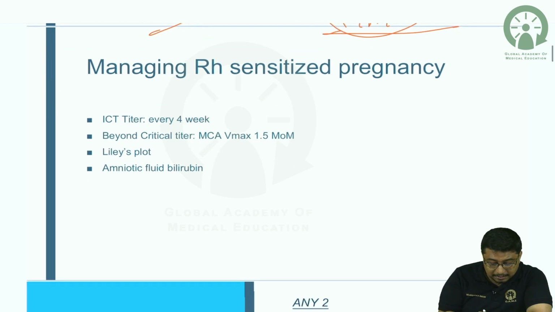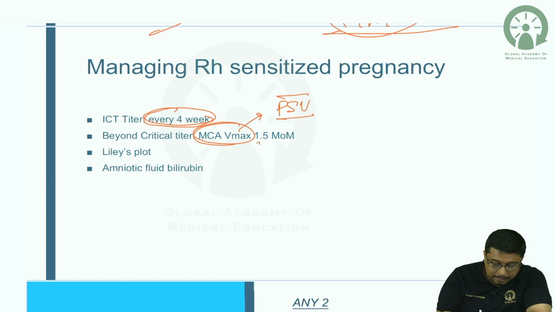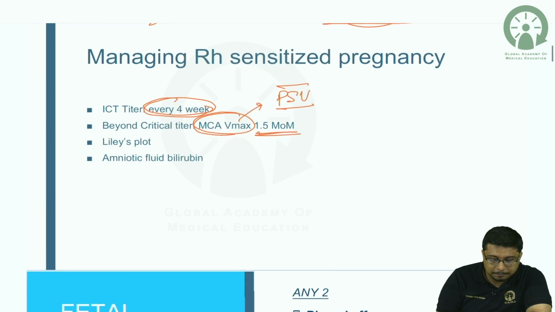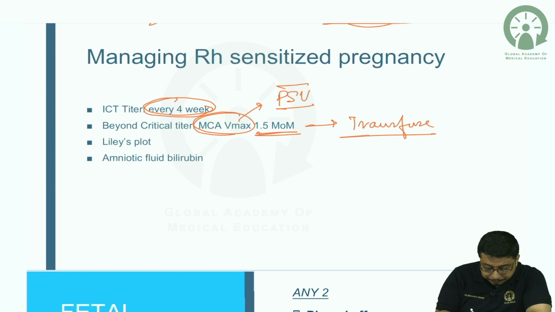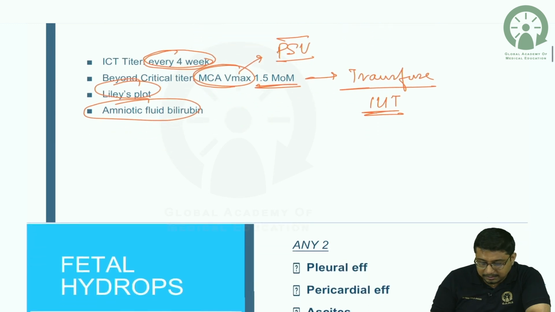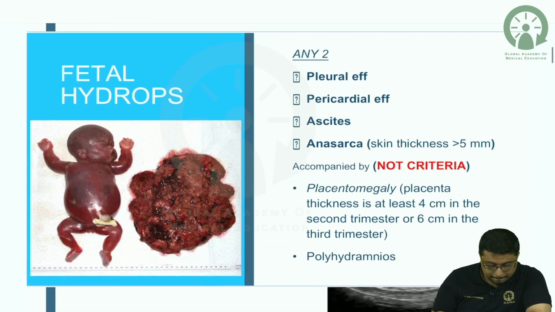So how do we manage an Rh sensitized pregnancy? We do ICT titer every 4 weeks, and if it is beyond the critical titer, then we monitor fetal anemia by USG, middle cerebral artery maximum velocity. This is called peak systolic velocity as well. And if it is more than 1.5 multiples of median, then we need to transfuse the fetus because of hemolysis, and this is known as intrauterine transfusion. Okay, Liley spot and amniotic fluid bilirubin, these are all old things and not performed nowadays.